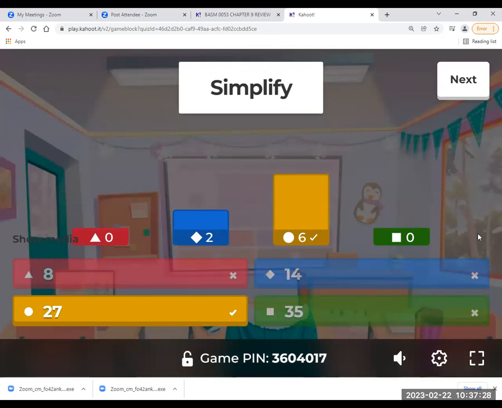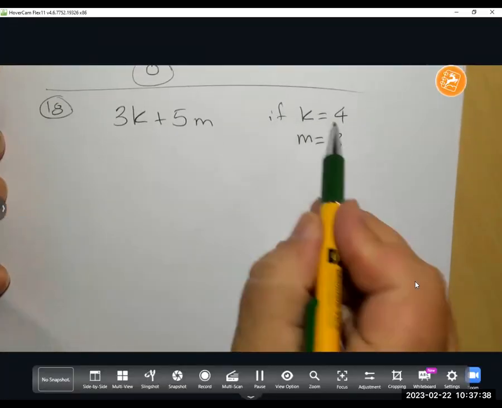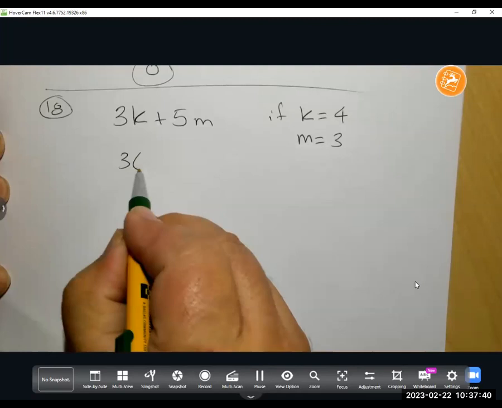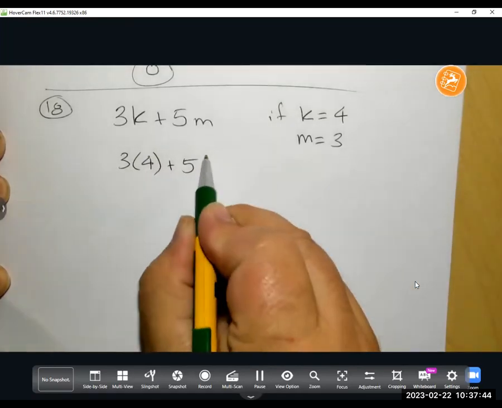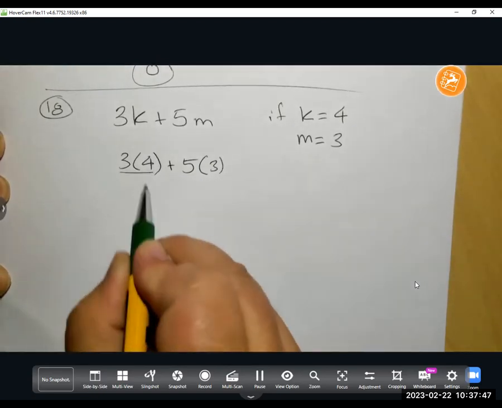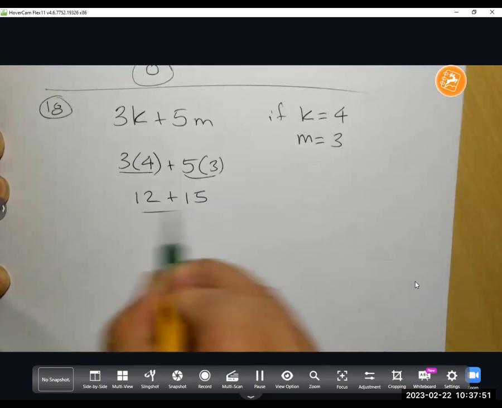Two people missed. Exactly. That's all you have to do here. So wherever you see a K, you put a 4. M is 3. 3 times 4 is 12. 5 times 3 is 15.